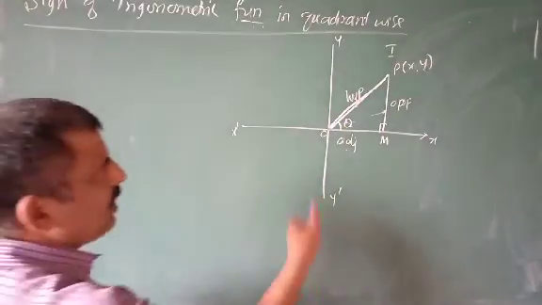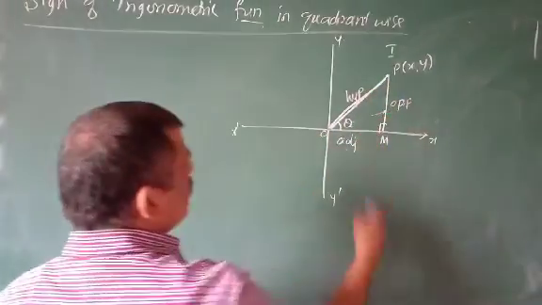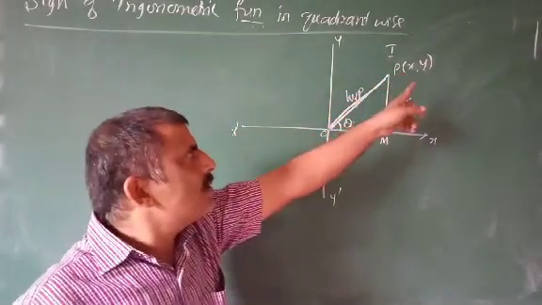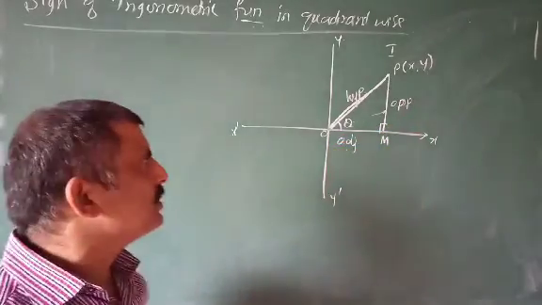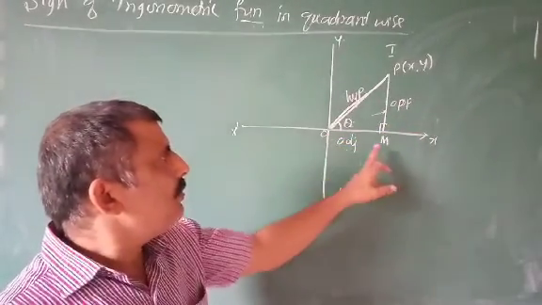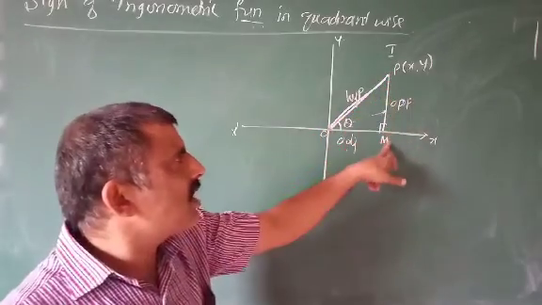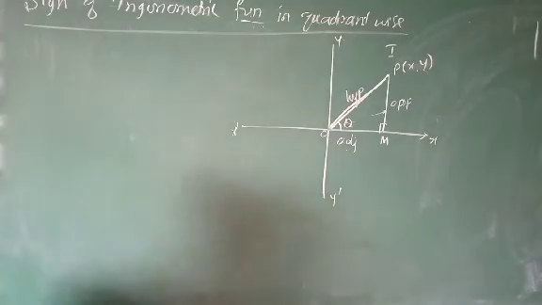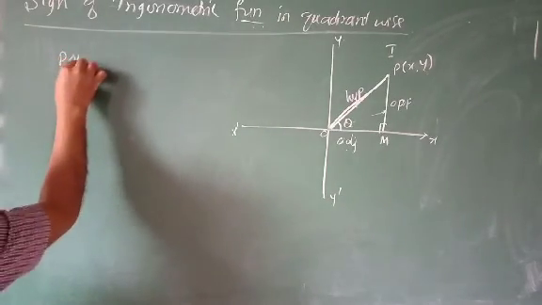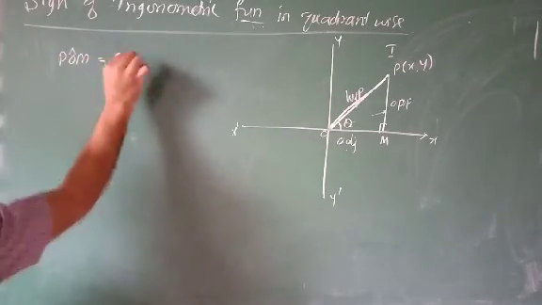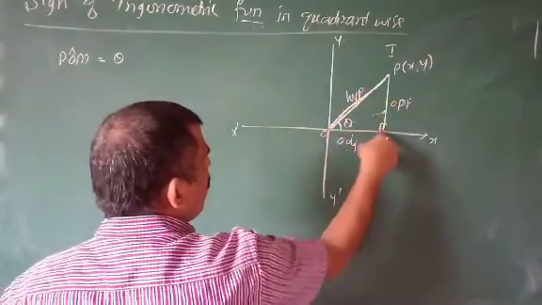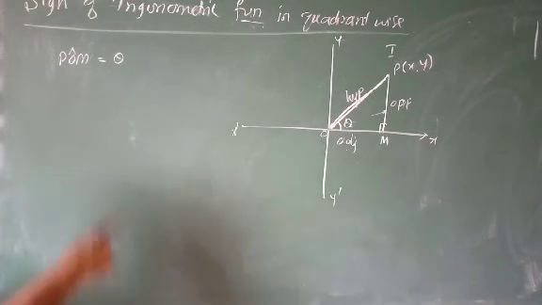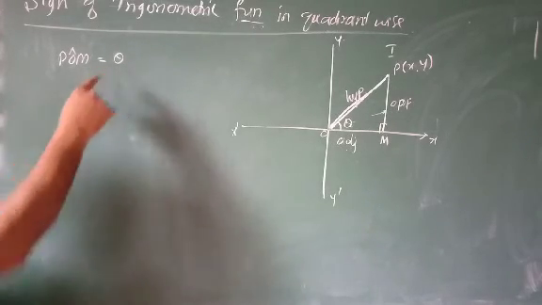Consider a point P of x comma y in the first quadrant. So x is positive, y is also positive. OM is the adjacent side, PM is the opposite side, OP is the hypotenuse. In triangle POM, angle POM is equal to theta. We write the angle at O. So this is the angle theta.